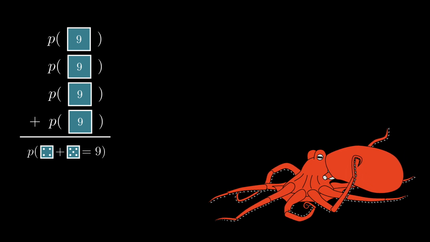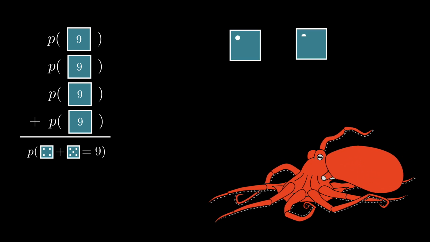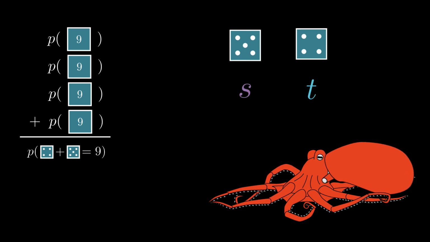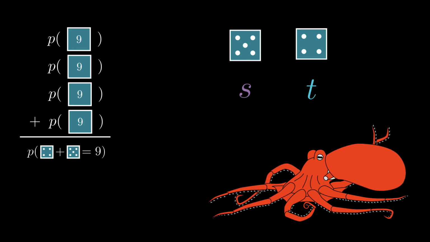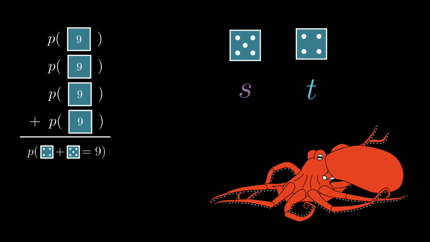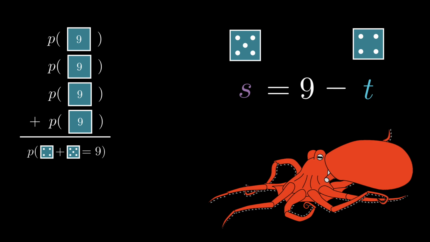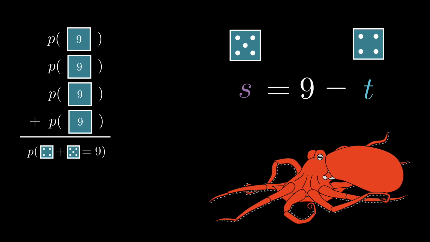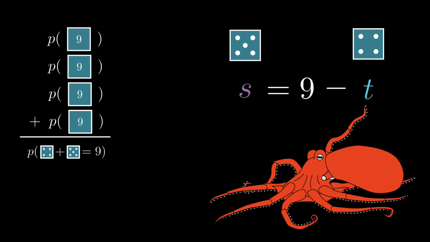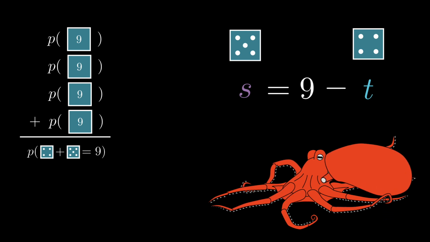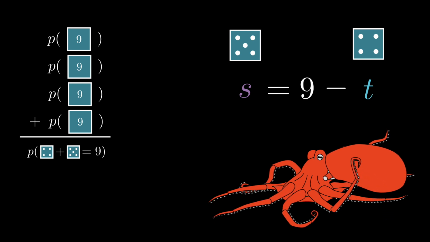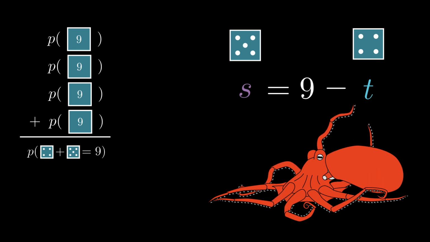Let's call the numbers that we roll on the 2 dice s and t. Saying that the dice add up to 9 is equivalent to saying that s plus t equals 9. We can solve this equation for s and get that s must equal 9 minus t. To get the probability of rolling a 9, we go through every possible value that t can take.